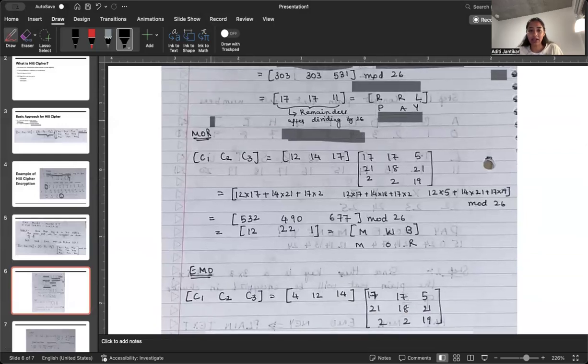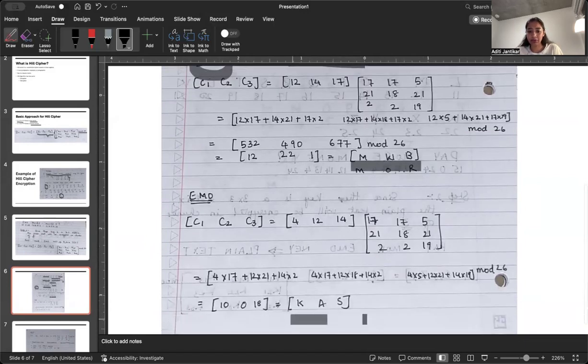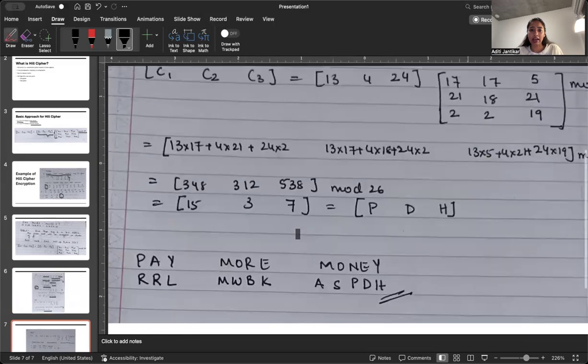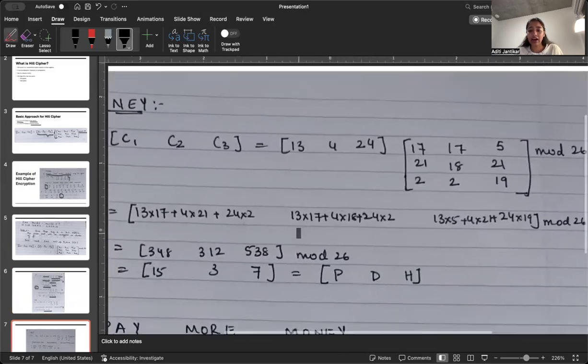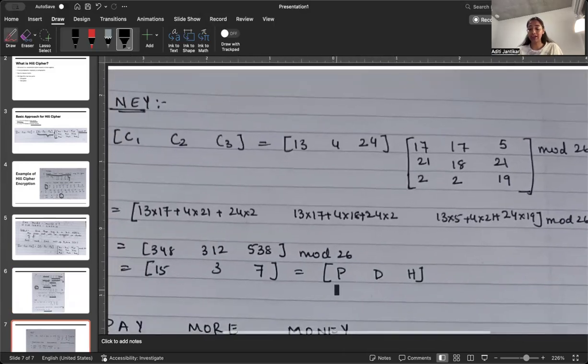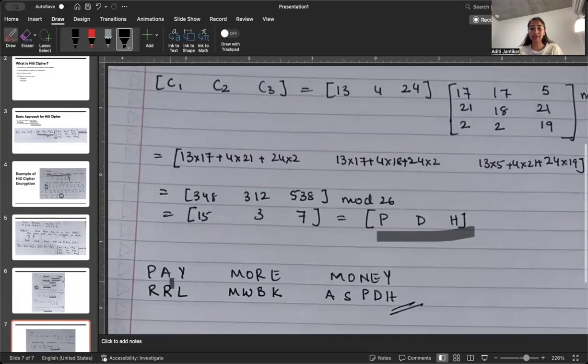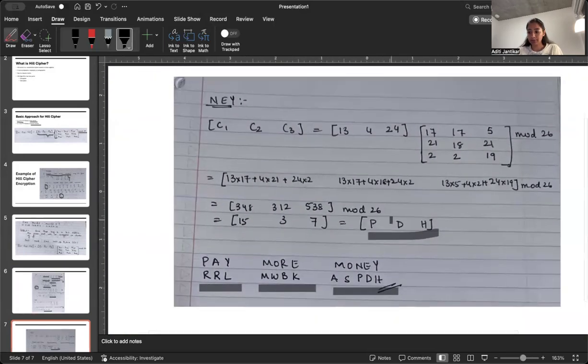The same way, MOR is converted into MWB. EMO is made into KAS. And NEY, after doing the same process all over again, is PDH. So you get pay more money as RRL, MWB, KAS, and PDH.